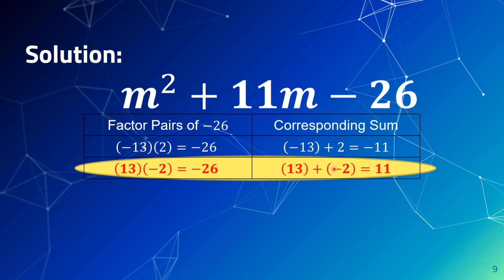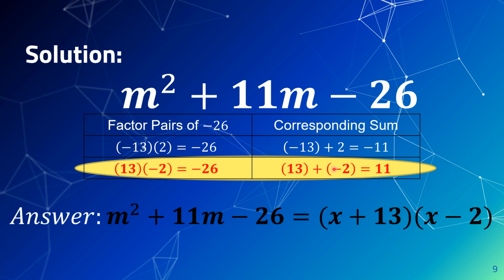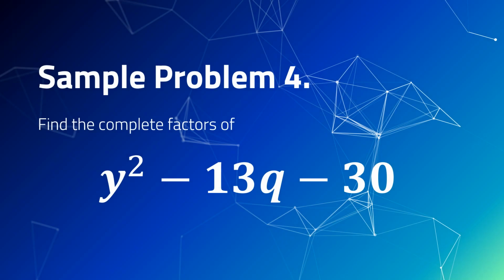So the factored form for m squared plus 11m minus 26 is the quantity m plus 13 times the quantity m minus 2. Why is it m minus 2? Because the second factor is negative 2.